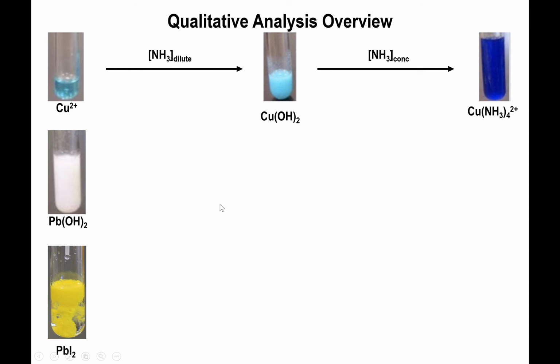And then for lead, a similar idea. You have lead hydroxide, you have lead iodide. So if you raise the pH for lead, you're going to form a precipitate. If you add iodide to a lead solution, you're going to form this yellow precipitate.